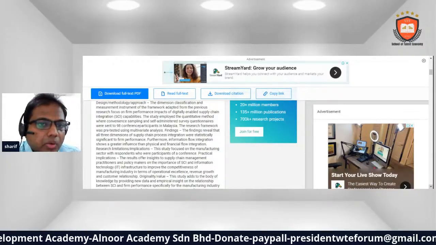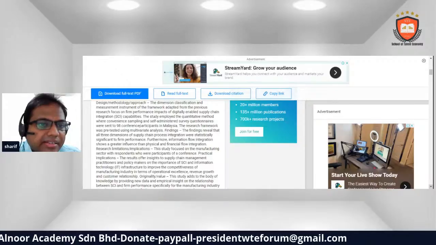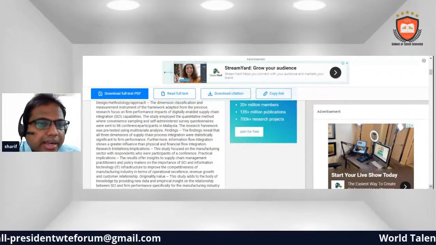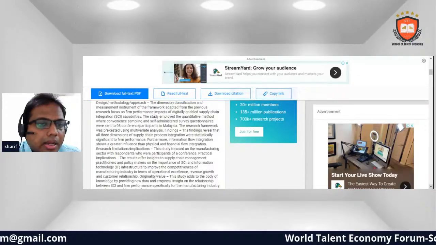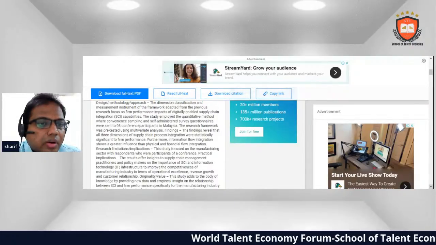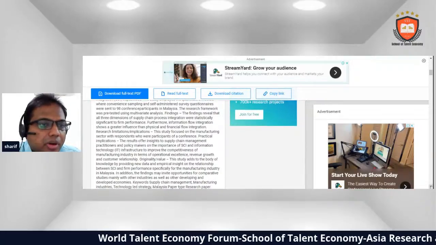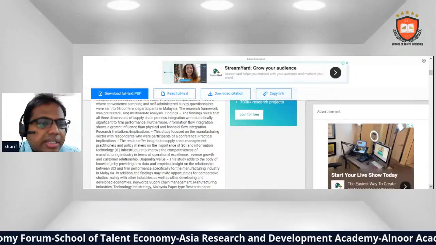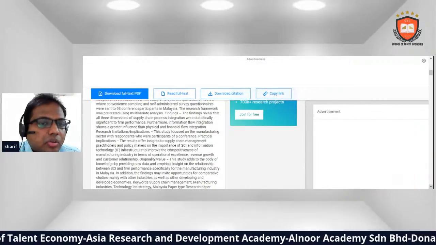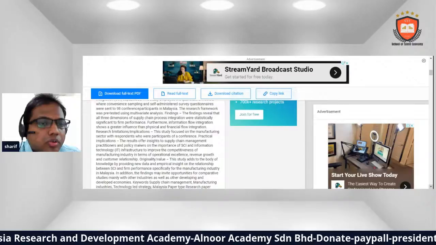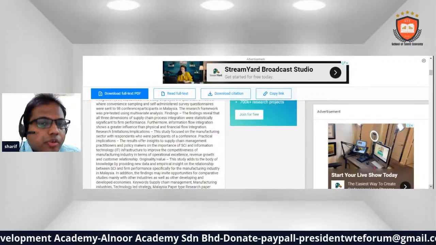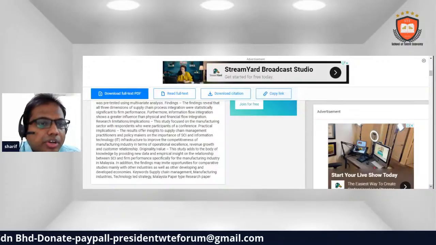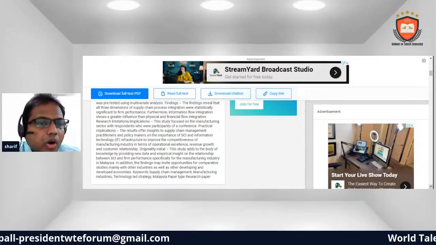The study used quantitative methods with convenience sampling and a self-administered survey questionnaire, with a 98% response. Conference participants in Malaysia were surveyed. The research framework was pre-tested and analyzed using multi-level analysis. The findings show that all three dimensions of supply chain process integration were strategically significant to firm performance. Furthermore, information flow integration shows a greater influence than physical and financial flow integration.